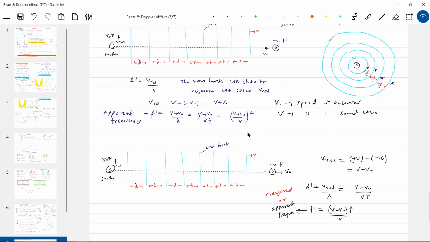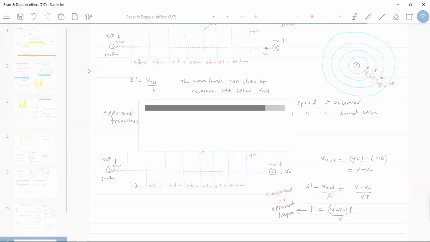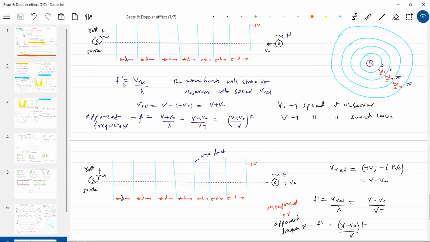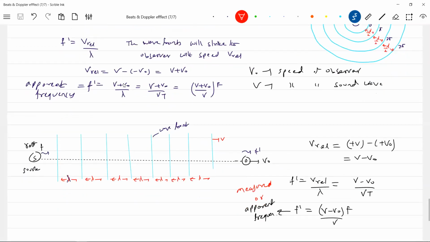So what is the Doppler effect here? Because of relative motion between the source and observer, the measured frequency will be slightly different from the actual frequency. Why does this happen? Because of relative motion between source and observer. So shall we make a definition for the Doppler effect?